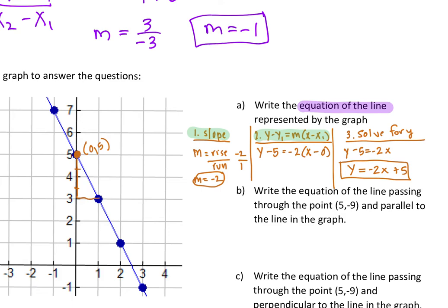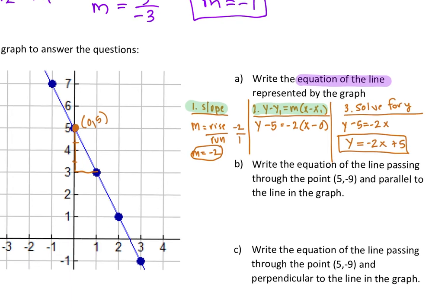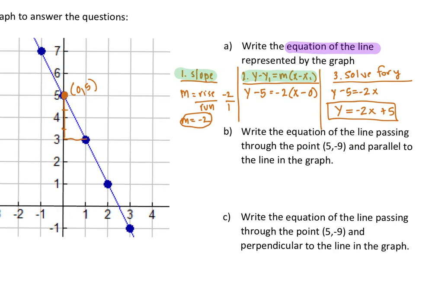Now the next question wants us to write the equation of the line passing through the point 5, negative 9. So that's some important information. I'm going to highlight it. And is parallel to the line in the graph. So our line somewhere here is going to be parallel to this line. I don't know if it's above or below, but it will be parallel.